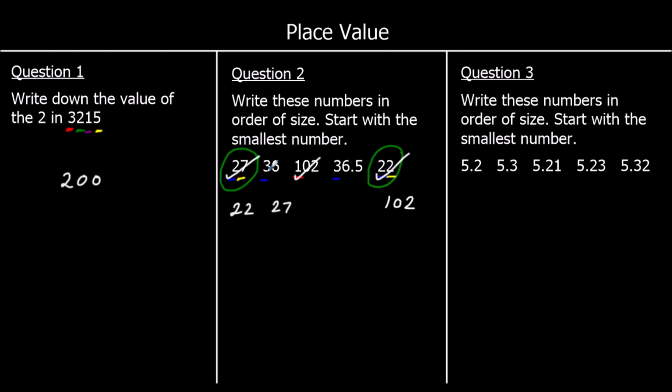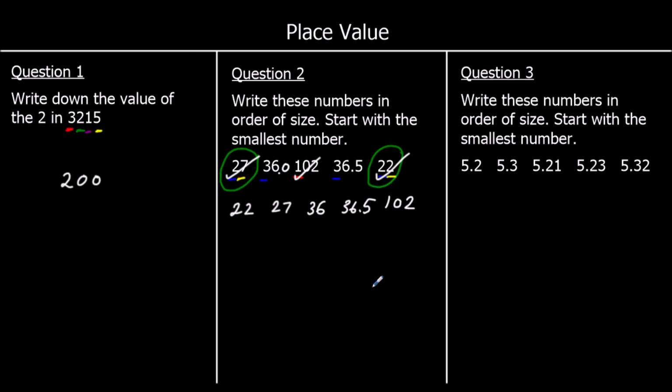Then we've got 2 numbers left, 36 and 36.5. They've got the same tens, the same ones, but in the tenths, 36 has got nothing, and 36.5 has got 0.5. So 5 is bigger than nothing. So the biggest one is 36.5, which is bigger than 36. So from smallest, 36 comes before 36.5.